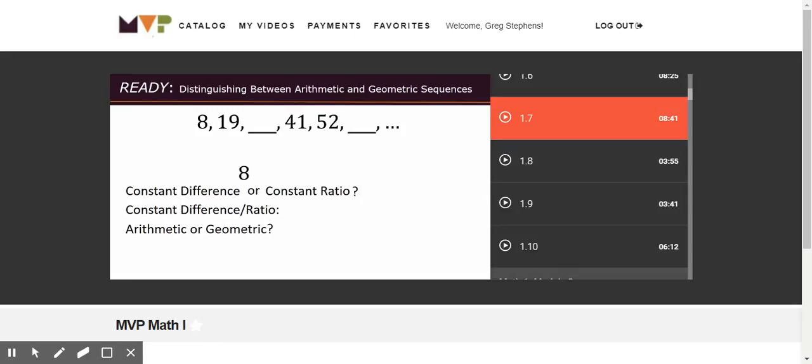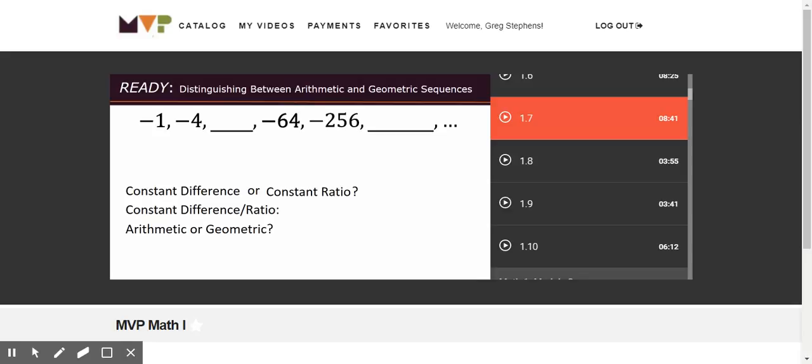First, subtract 8 from 19. 19 minus 8 equals 11, so the number 11 is the constant difference. 30 is the next number in the sequence because 19 plus 11 equals 30. You can check your thinking by adding 11 to 30 to get the next term. The answer is 41. Likewise, 41 plus 11 equals 52. The next number will be 52 plus 11, or 63. The sequence is an arithmetic sequence because it has a constant difference.